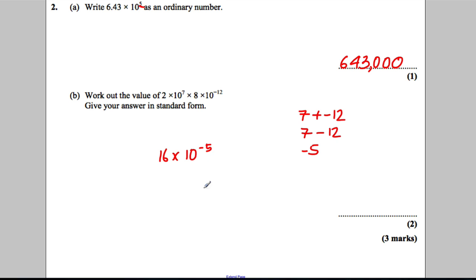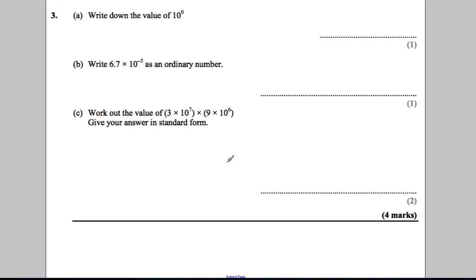So like that. Now, we have to write this as 1.6 times 10 to the something because this number has to be between 1 and 10. And what we've done here is we've divided by 10, so we're going to increase this power by 1, 10 to the negative 4. 1.6 times 10 to the negative 4. Okay, next one. Pause the video, have a go.